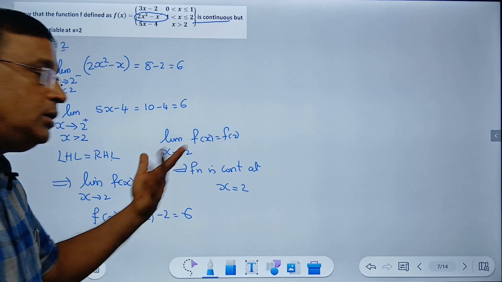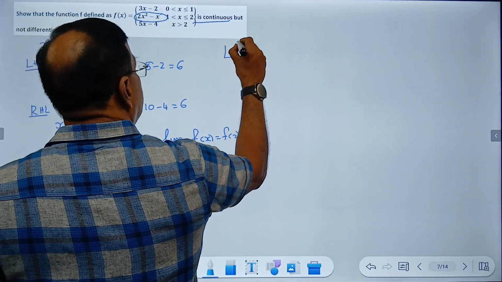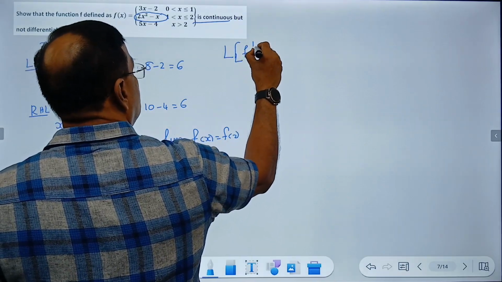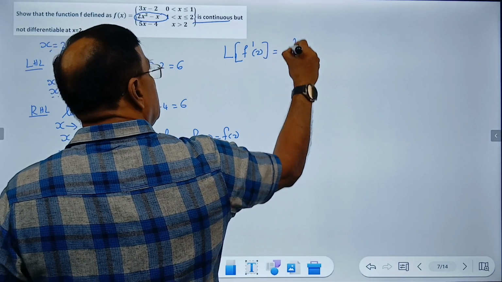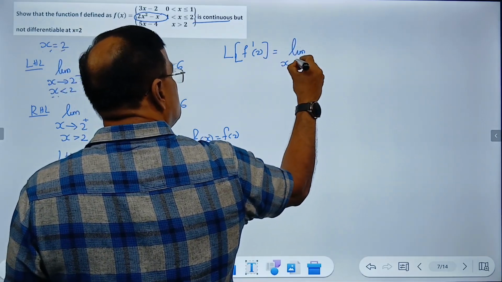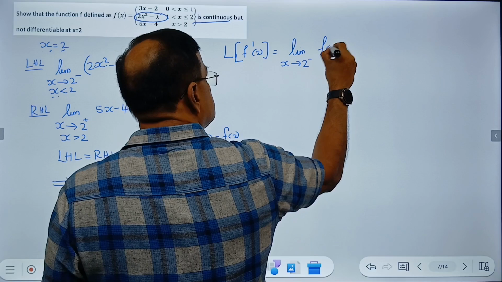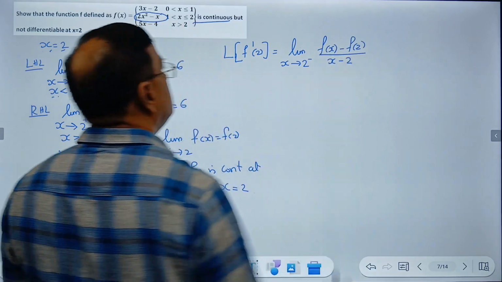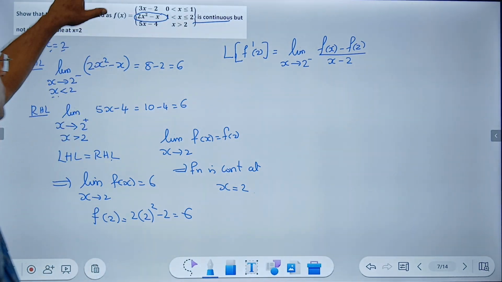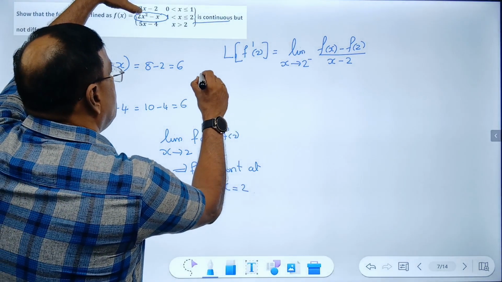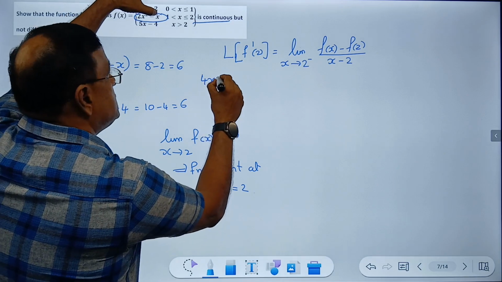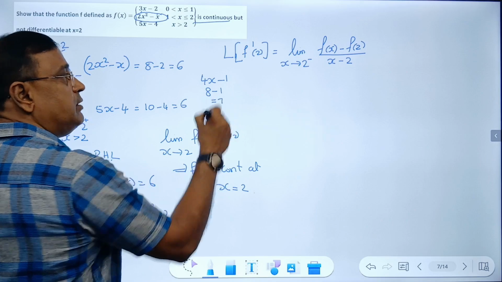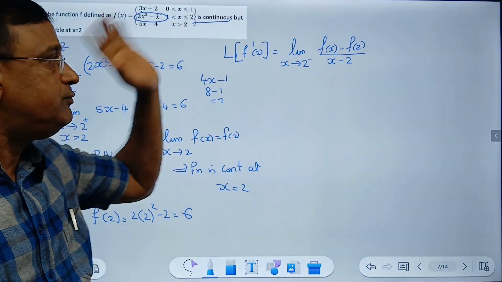Now, is it differentiable? I have to go for left hand derivative at 2. What is that? Limit x approaches 2 minus, f of x minus f of 2 divided by x minus 2. Let us estimate the answer. So what is differentiation of 2x square? It is 4x. And differentiation of x is 1. Okay. So put x is 2. You get 8 minus 1. So the answer should be 7. So I should get my left hand derivative as 7. We'll see whether we get 7.